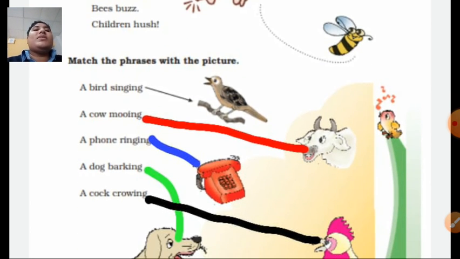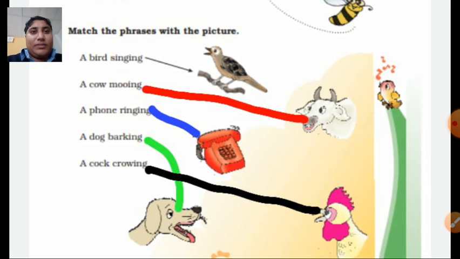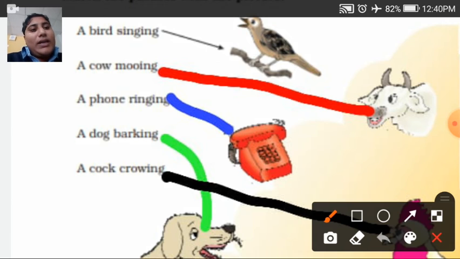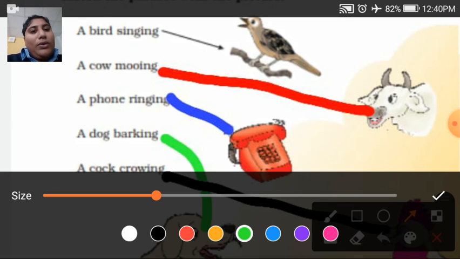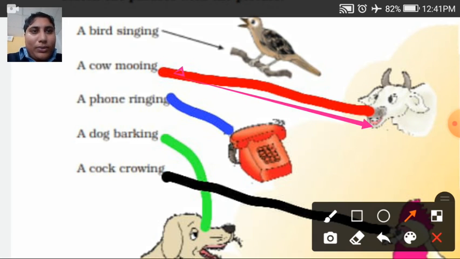Next we have match the phrases with the picture. Now what we had learned here in this poem, we have to match it over here. So the bird singing has already been done for you in the textbook. The others, we have to show it to you. Now I have already pointed it out with the arrows, but if you still have doubts, let's see. Now I'll go for something that is contrasting, like cows moo. So here is the arrow.